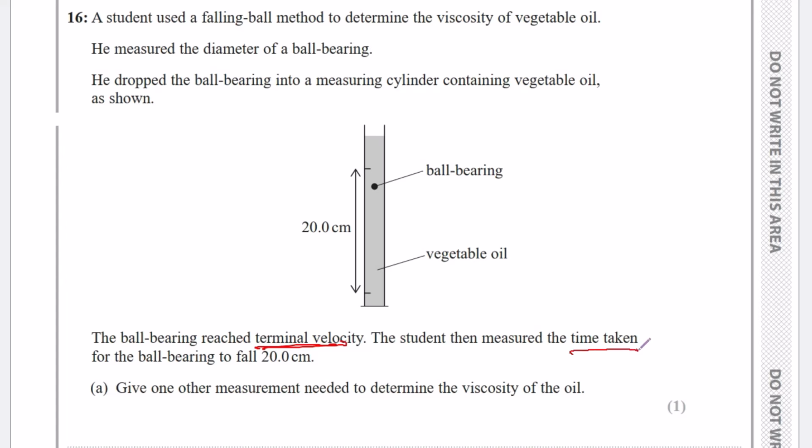Student measures the time taken. And I know the distance. So distance divided by this time will give you this terminal velocity. Fine. Give one other measurement needed to determine the viscosity of the oil.